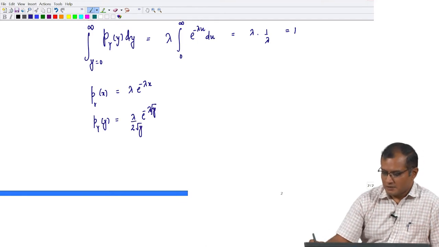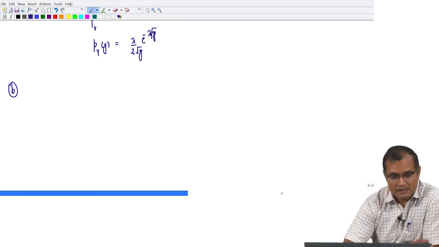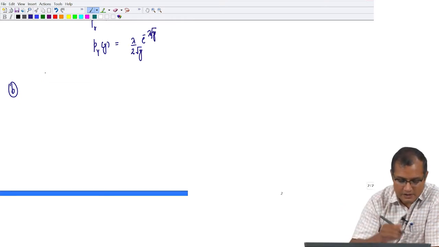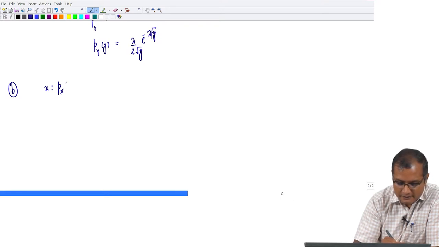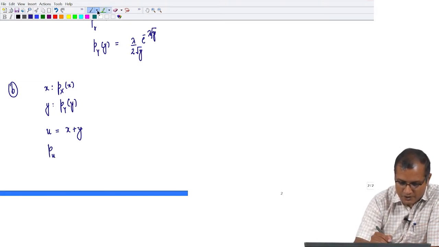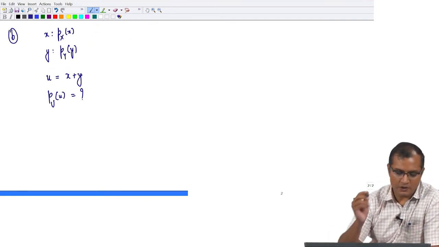Fine. So, now let us proceed to a slightly more general case, that if you have a sum of two random variables, let us say you have x and y as two random variables distributed as p of x, and you have another variable y which is distributed as p of y, and you define a new random variable u which is x plus y, then you want to know how is this random variable u distributed. Okay, you are in possession of the random variable distributions x and y, you would like to know how is u distributed.